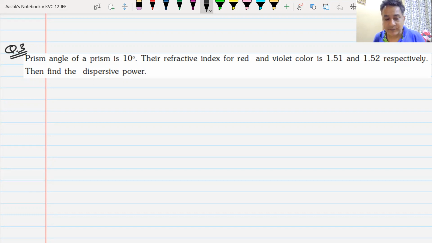The prism angle of a prism is 10 degrees. The refractive index for red and violet light is, so they have made the question simple, they have not given some big values, 1.51 and 1.52 respectively. Find the dispersive power. I'll give you 2 minutes. This does not require that much calculation, so I hope you can give me an approximate answer, because the option that you will have will be approximately true. 2 minutes you have.